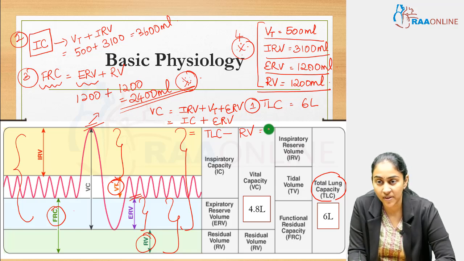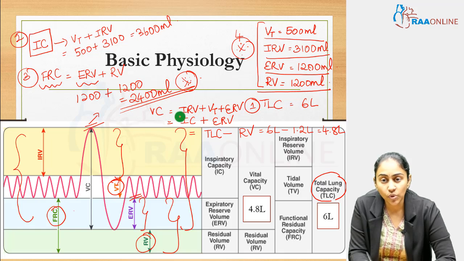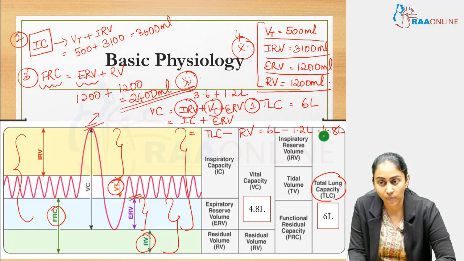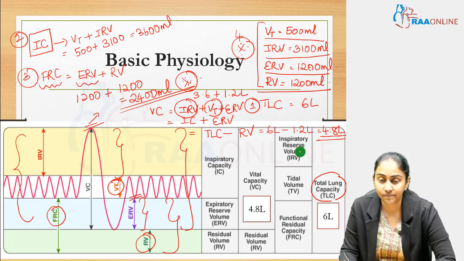So, what is the total lung capacity? It is 6 liters. 6 liters minus 1.2 liters is 4.8 liters, 4800 ml. Even if you add all these three volumes together, IC is going to be 3.6 liters plus 1.2 liters, which is ERV, is going to give you 4.8 liters. So, what is this vital capacity?